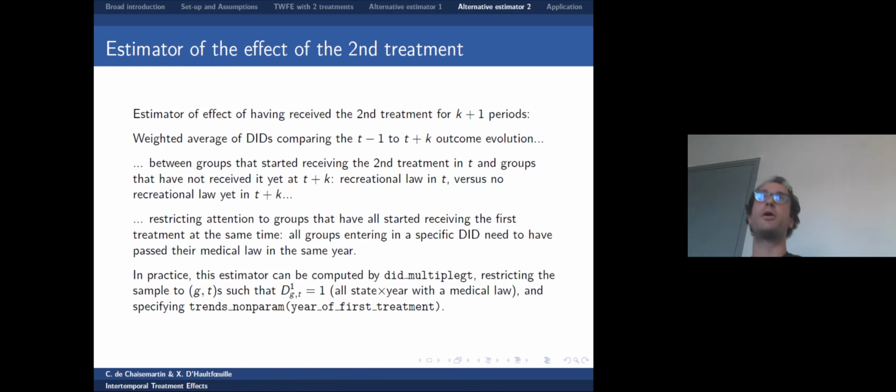No, yeah, that's a very good point. If the nature of the treatment is actually very heterogeneous across units, then that would make it less plausible that those effects evolve similarly over time. Yeah, that's a good point.